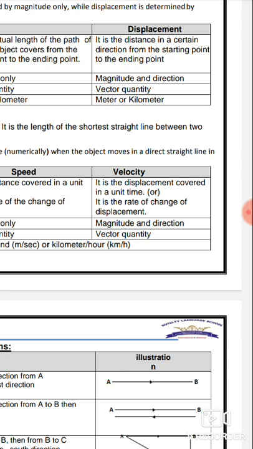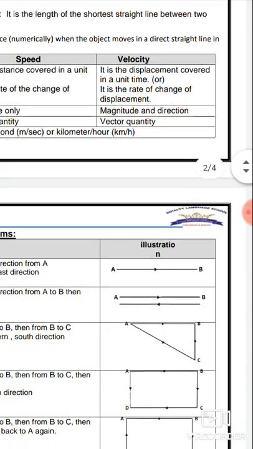While velocity is the displacement covered in a unit of time, or the rate of change of the displacement. To be determined, it needs magnitude and direction, and it is a vector quantity. Its measuring units are kilometer per hour or meter per second.